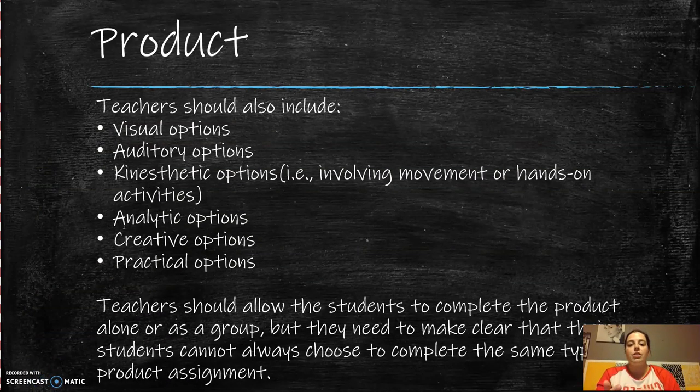Teachers should include many options as far as the differentiating things. They have visual options, auditory options, kinesthetic options, which is like hands-on, analytical options, creative options, and practical options. You should always allow a student to choose the option that they wish. They can do it alone or as a group, but they also need to know that they can't always do the same thing over and over again. They need to vary their options a little bit.